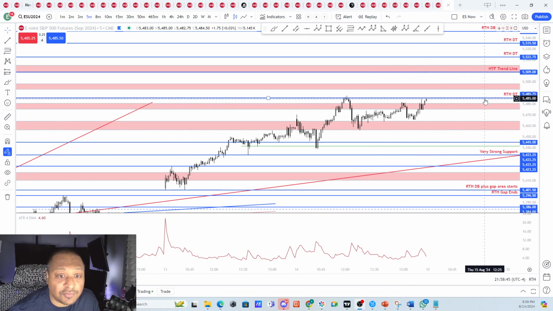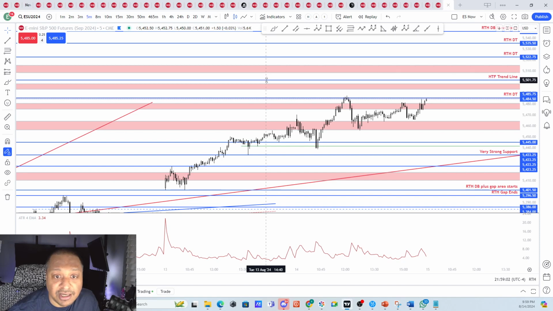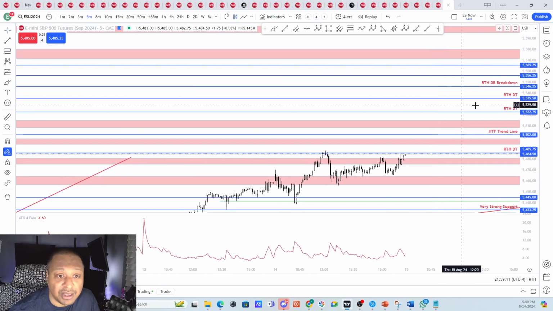So if we can break out of the RTH double top again and come above the high of today, then there is a big possibility that we can hit this 9.3 to the 9.9 area, above which we will see this 5509. Now we will have to move this HTF trend line to 5502 at this point, because that is where the trend line is. And then we have the multiple RTH double tops on the top, which the market may want to go and hit again.